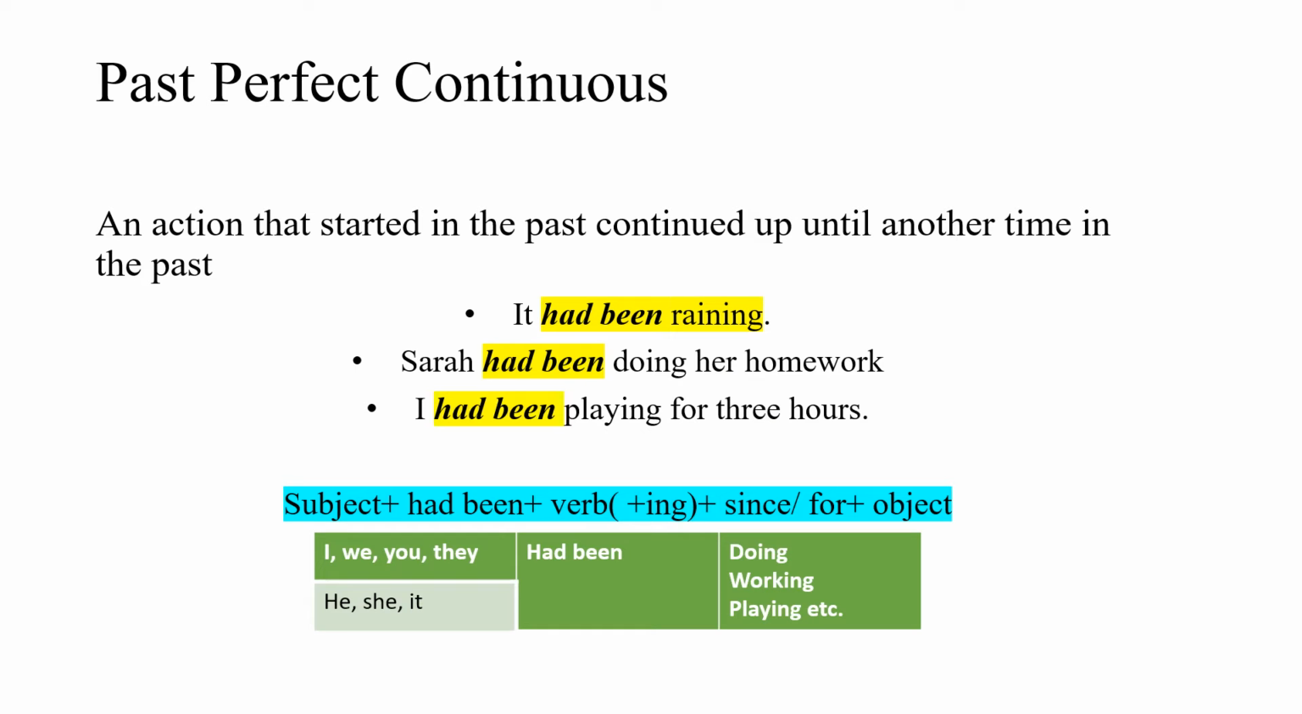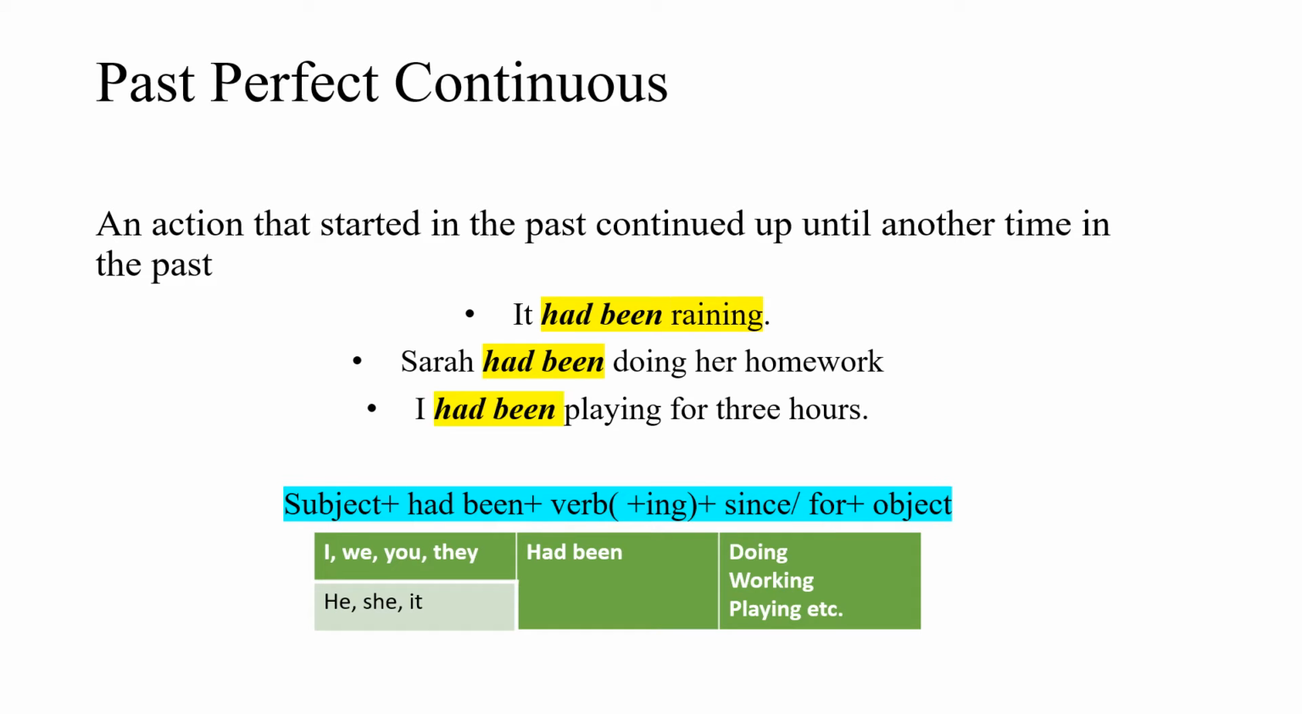In this lecture, we'll discuss the past perfect continuous tense. The past perfect continuous tense is a verb tense that usually includes an action that started in the past, continued up until another time in the past. For example, it had been raining, Sarah had been doing her work, or I had been playing for 3 hours.